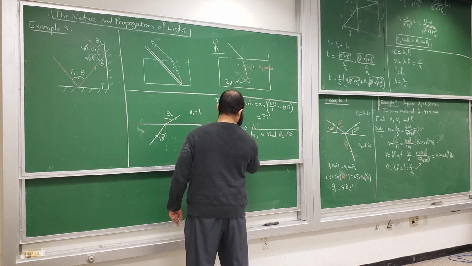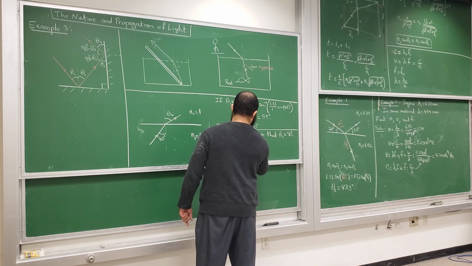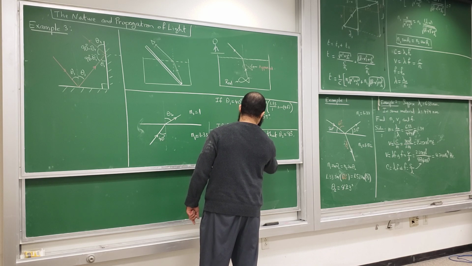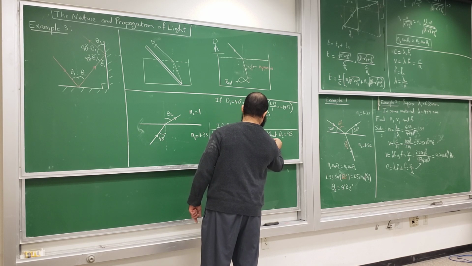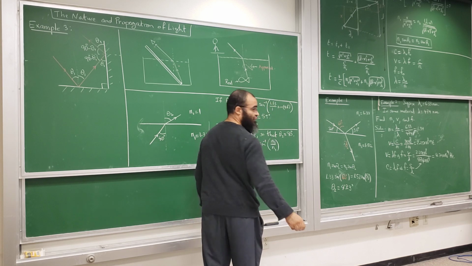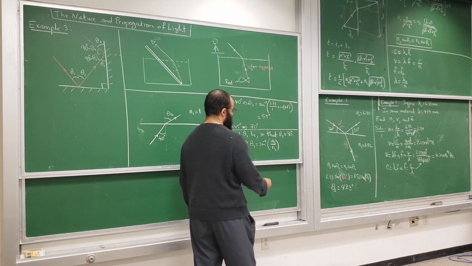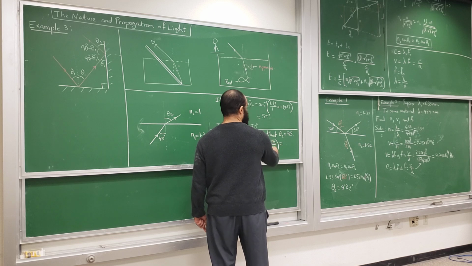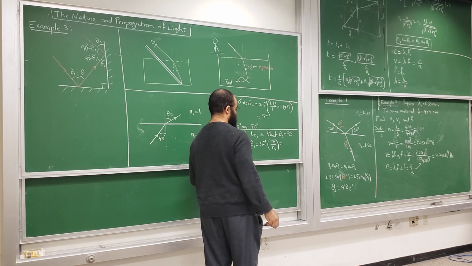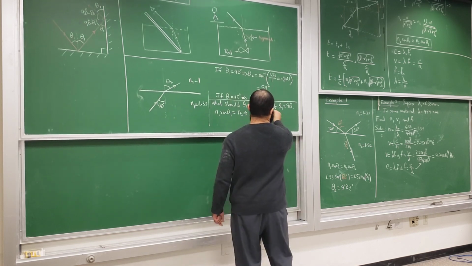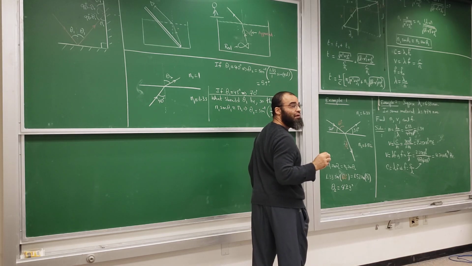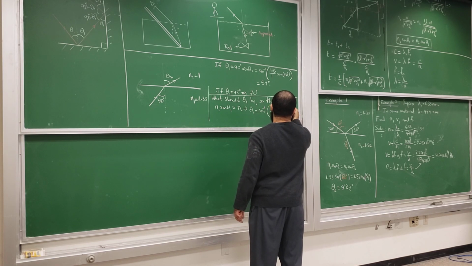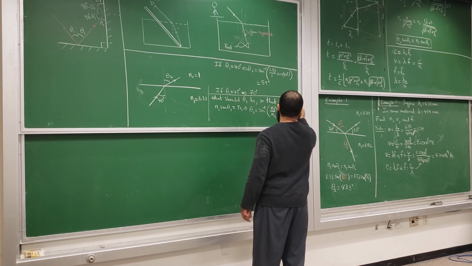So we get theta 1 will equal the sine inverse of N2 over N1, right? Sine inverse of N2 over N1. And what is sine inverse of 1 over 1.33? 48.7. Thank you. So that's the critical angle.